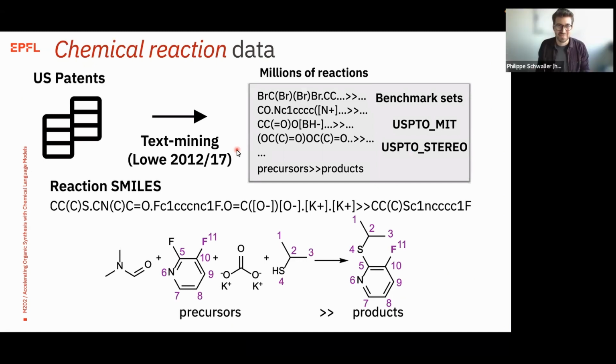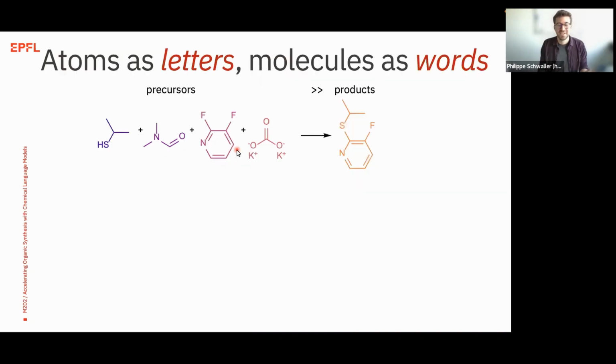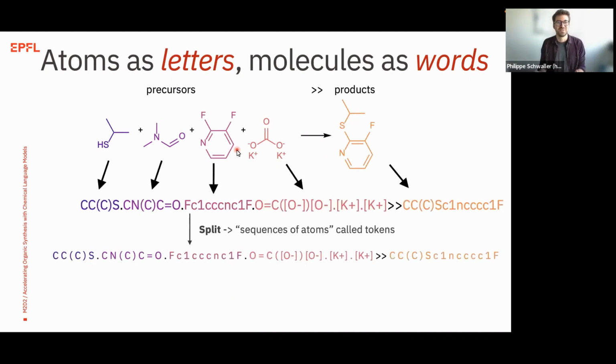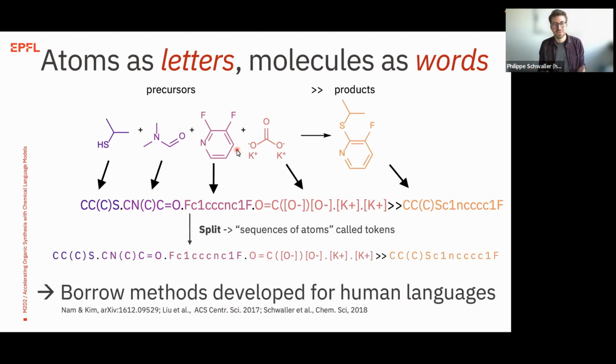This warning motivated me and my colleagues at IBM Research to try to develop atom-mapping independent models. For the next 40 minutes, this will be the representation of choice, because it allows me to represent atoms as letters and molecules as words. And then after splitting those reaction SMILES into tokens, we can borrow methods from human languages and apply them to chemistry.